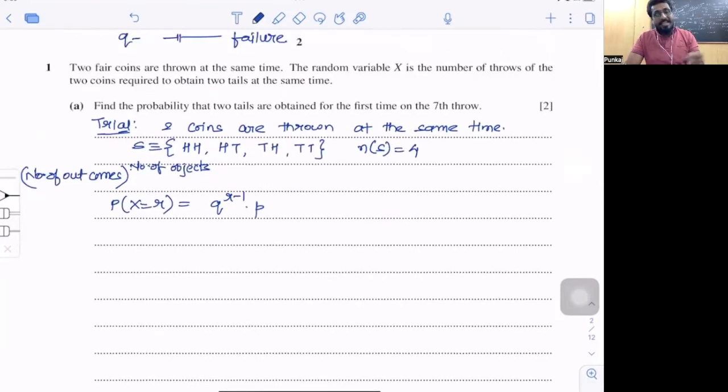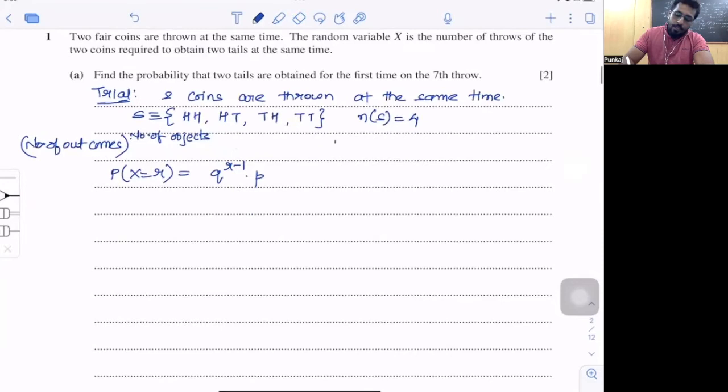Getting two tails at the same time is success when two coins are thrown, right? So what's the probability of success? So in our case, P is equal to what? Getting both the tails, both the coins are showing tails. So that's one outcome when you have both the coins showing tail, and the total number of outcomes is 4.